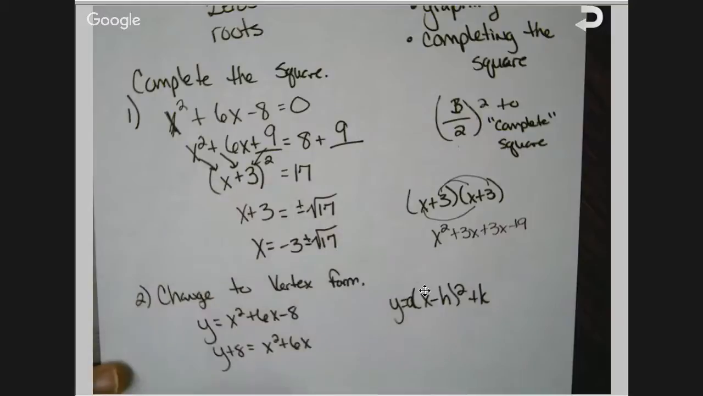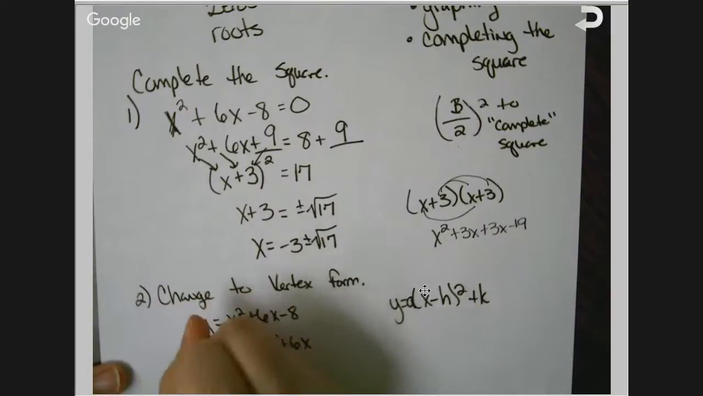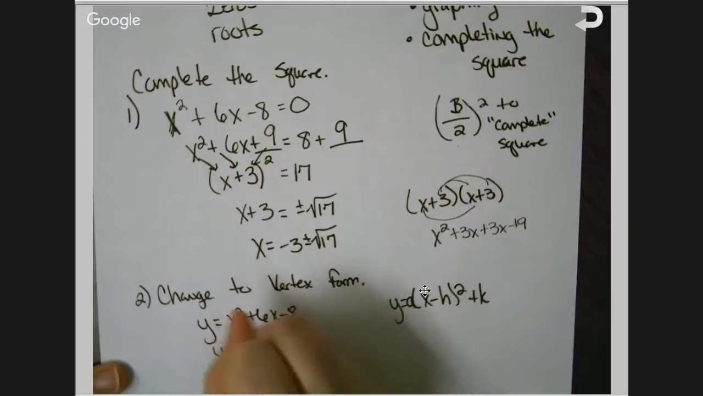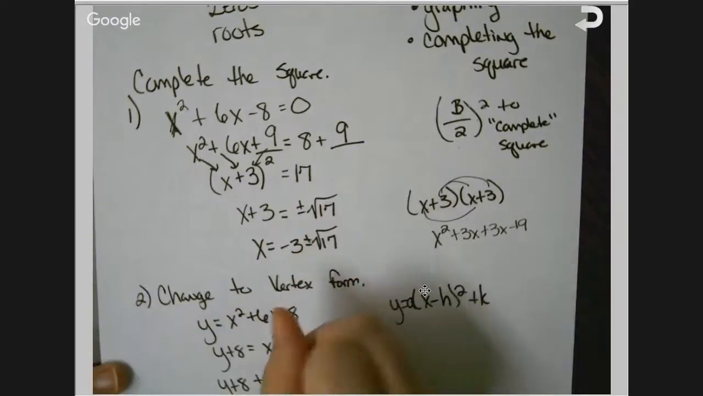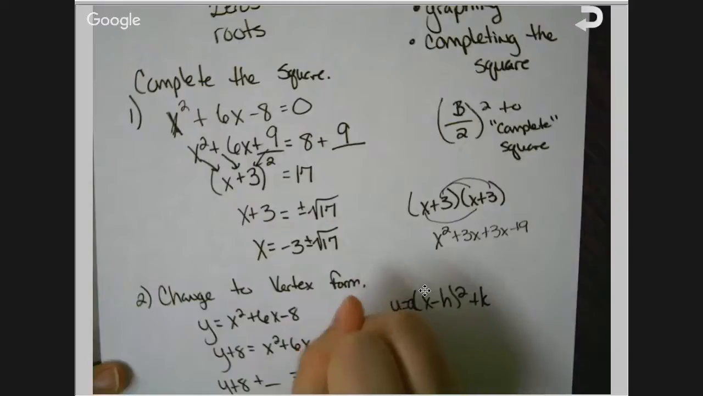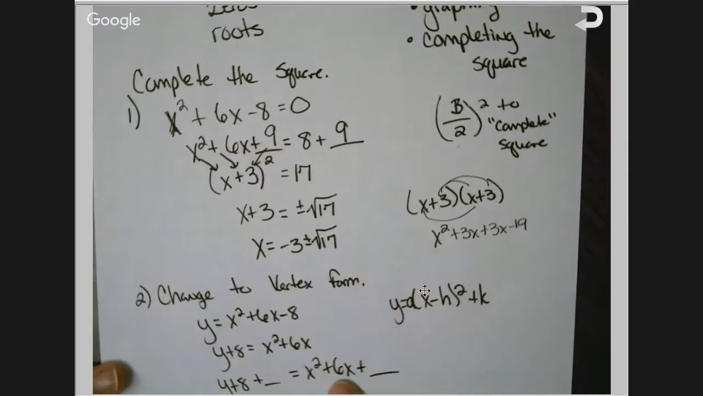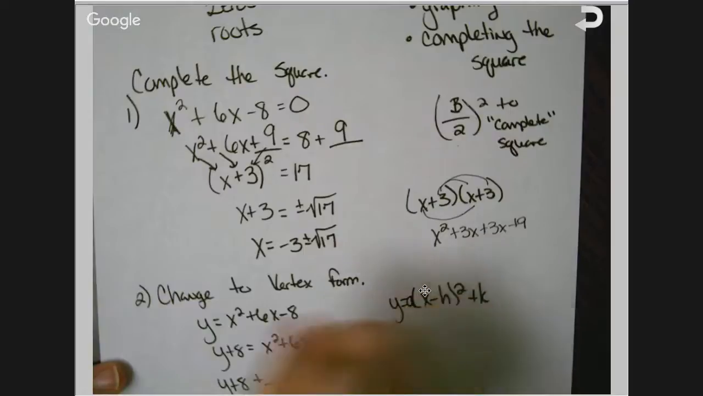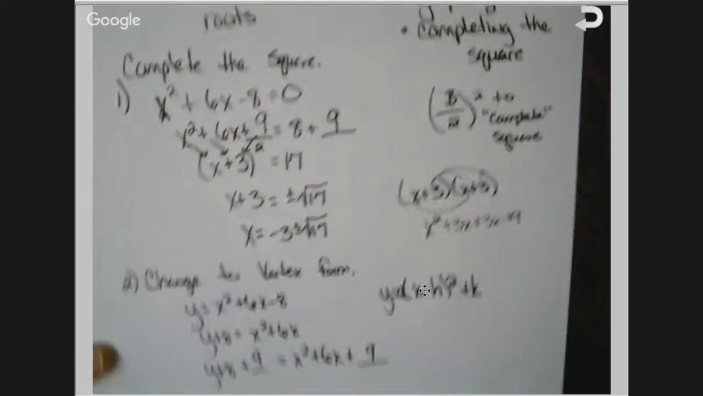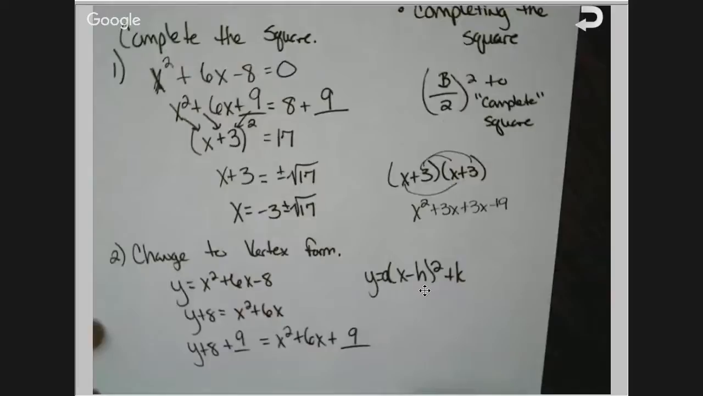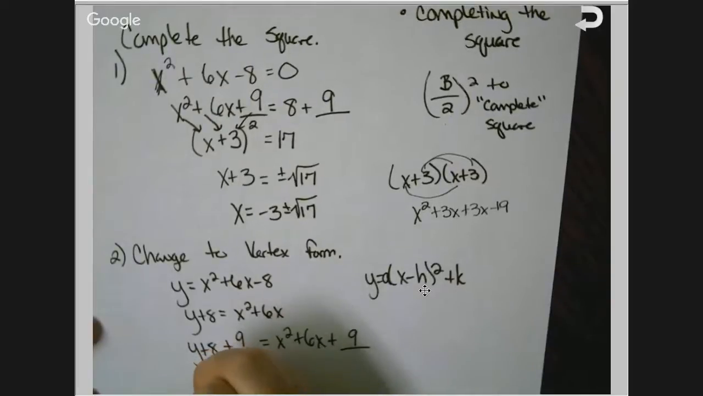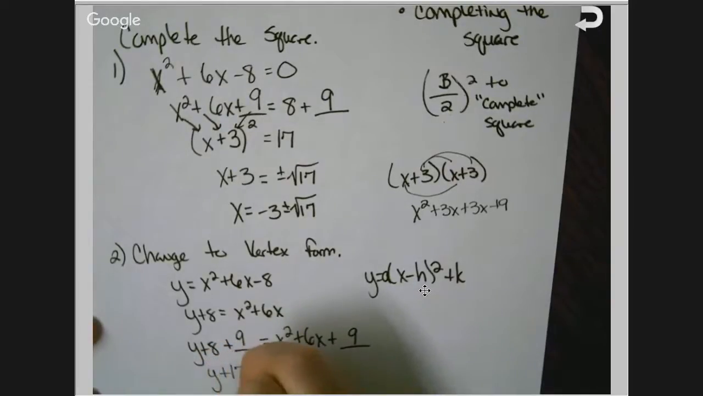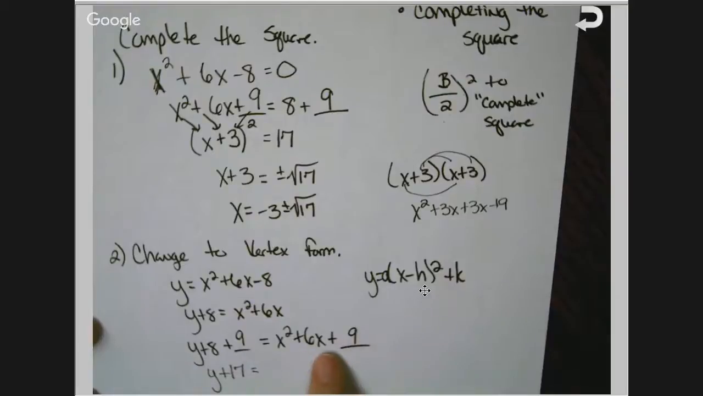Okay, so then I say, well, y plus 8. I have to put in those plus blanks just like I did up here. I'm still completing my square. So I have x squared plus 6x. I still do the divided by 2, and then I square it to get 9. So it becomes y plus 17 equals x squared plus 6x plus 9.